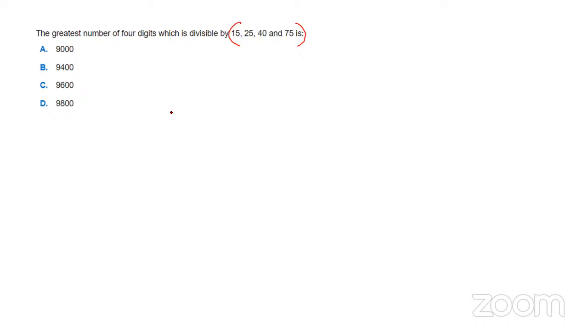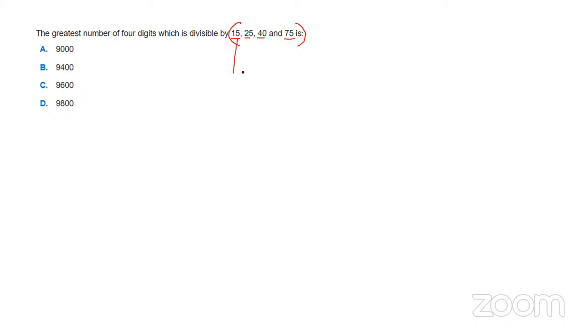Okay. So one thing you can do is take the answer options and eliminate them accordingly. I will give you a simple example of how you can use it. It's very important. Listen carefully. Since the number is divisible by 15, 25, 40, and 75, all the numbers should be divisible by this.